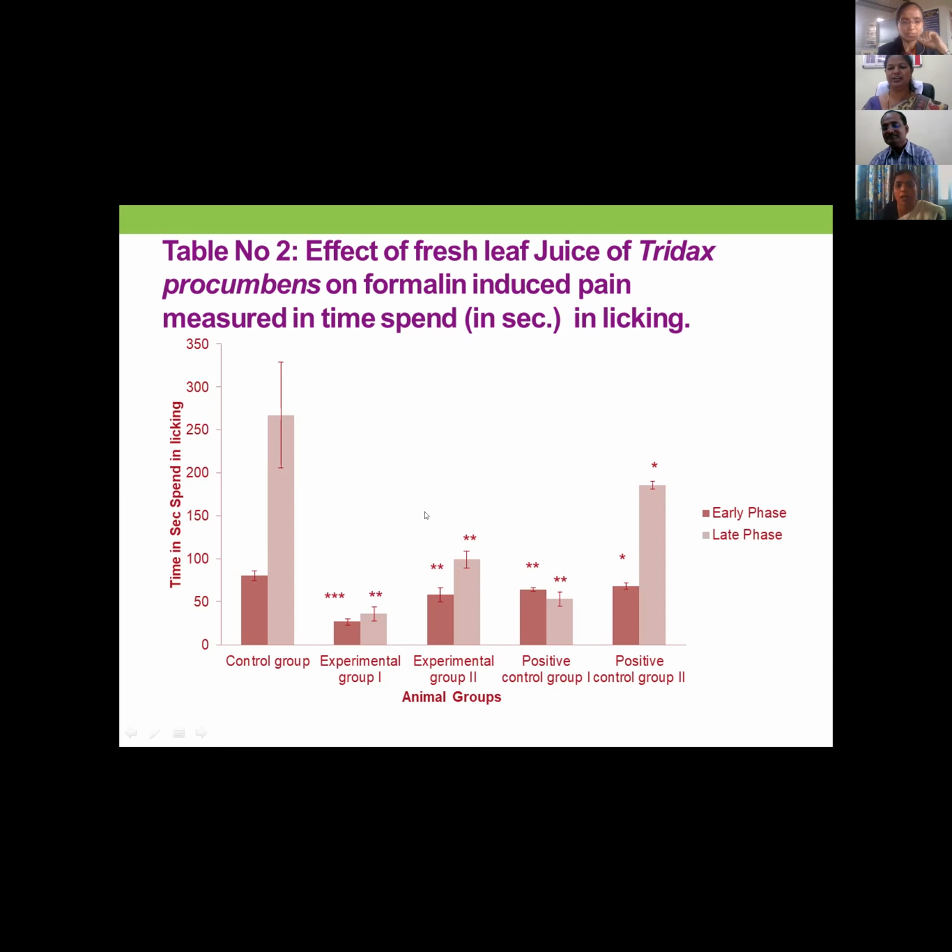Now Kavita madam, where is ANOVA in this stat? Sir, we have also carried out ANOVA, but I have not given the ANOVA tables here.